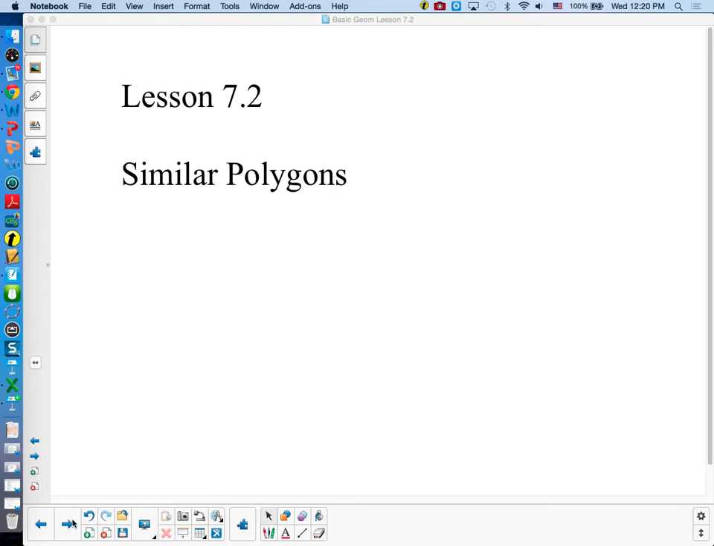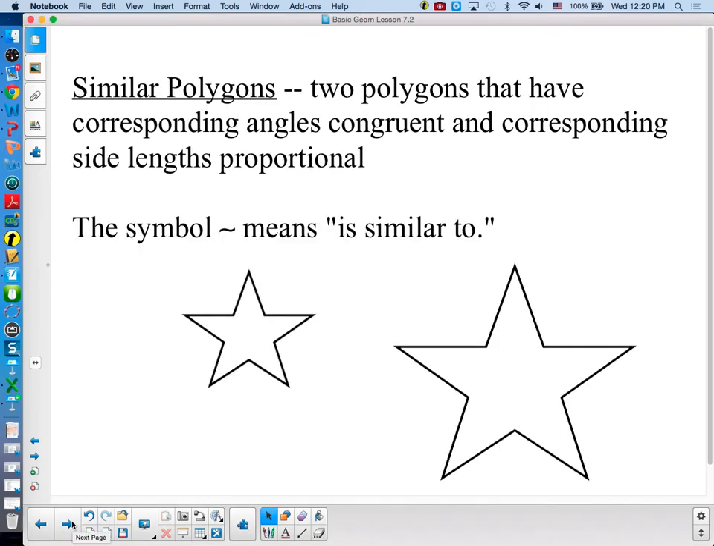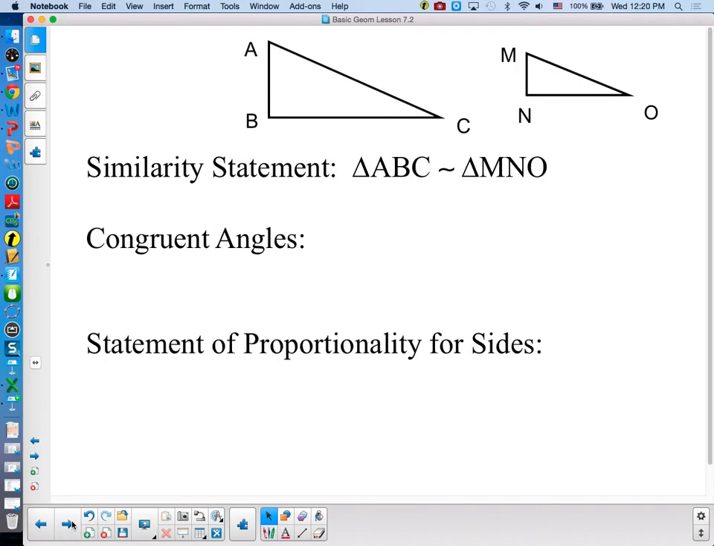Okay, before lunch, we wrote down the definition of similar polygons. So here's your next page of notes then. Similarity statement is like our congruent statement that we had back in that chapter. For these two triangles, we're saying that triangle ABC, what do we say that this symbol means? Is similar to triangle MNO.